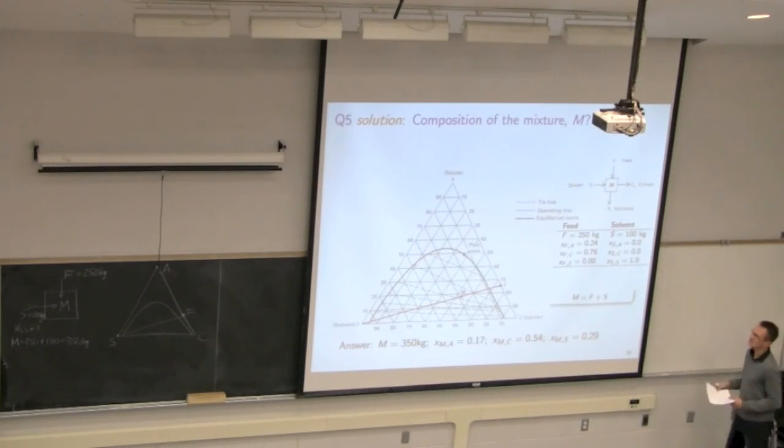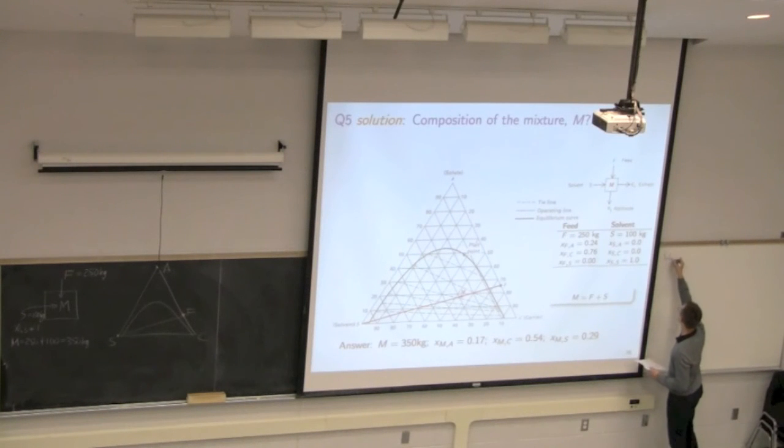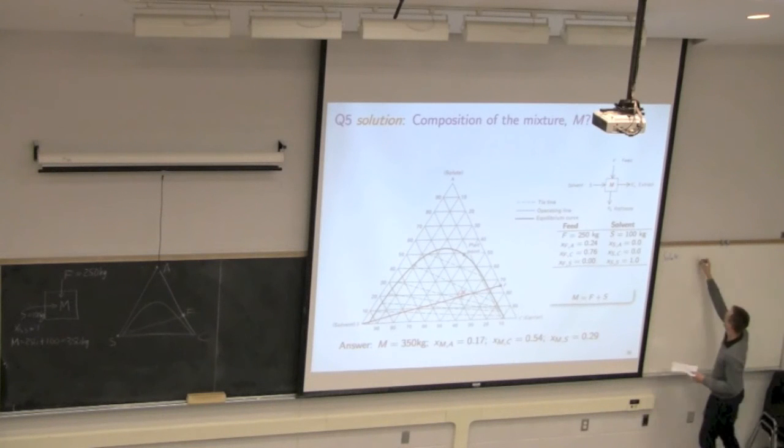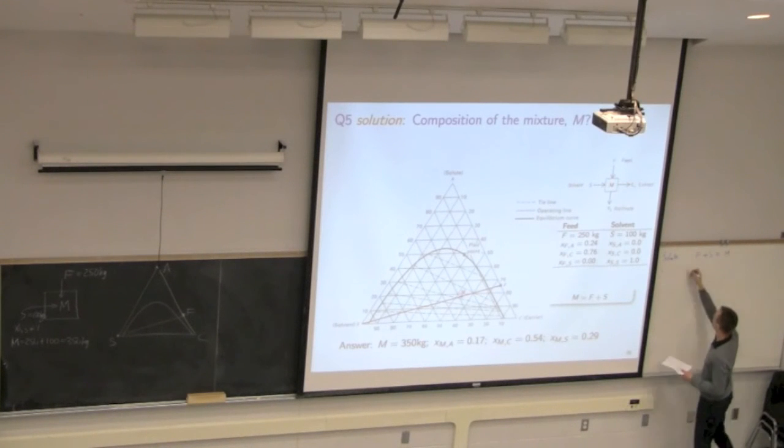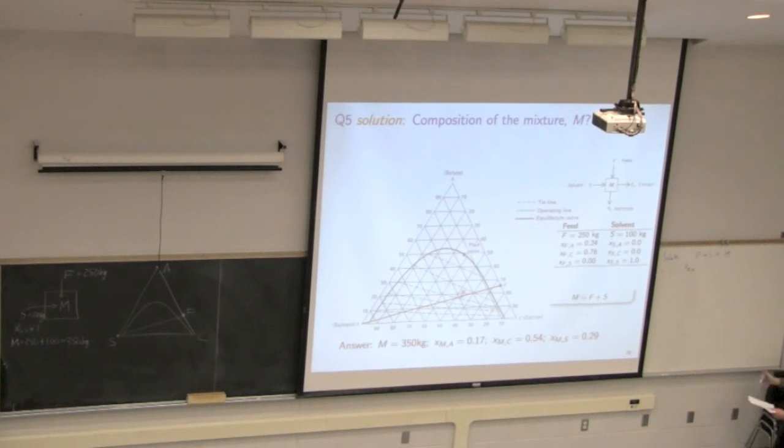We've got M is F plus S. The mixture is F plus S, but we can also then do a component or species balance. So you can pick any one of the species, A, C, or S, to do your balance on. Well, let's take the solute. So if F plus S is equal to M, we also have XFA, how much of A is in the feed, multiplied by the feed mass. So remember, these are mass fractions multiplied by the mass, plus XSA multiplied by the mass of solvent is equal to XMA multiplied by the mixture mass. So there's a mass balance on that.